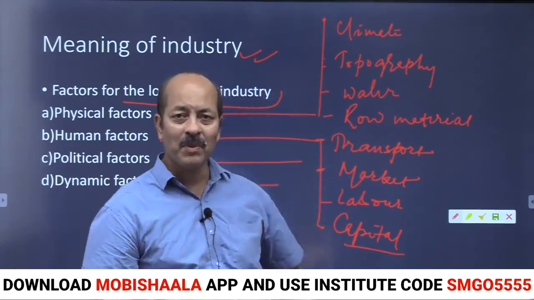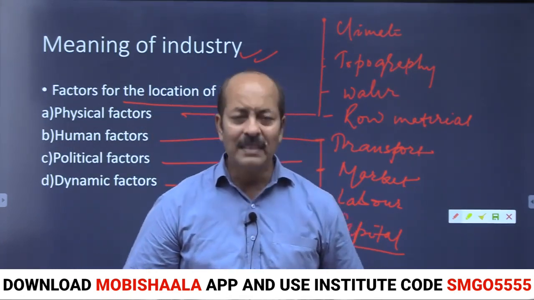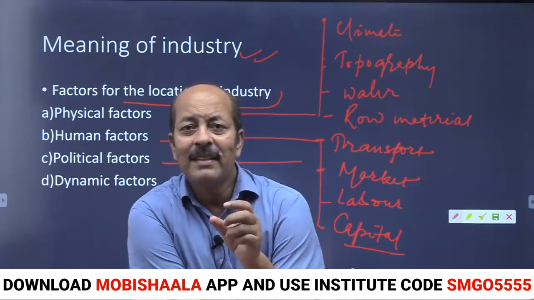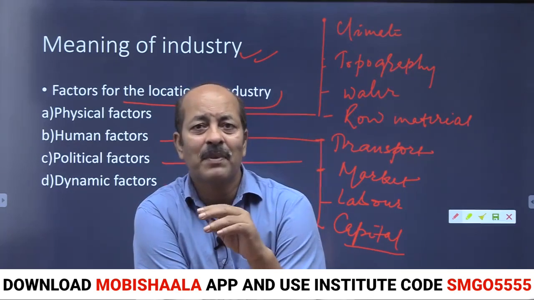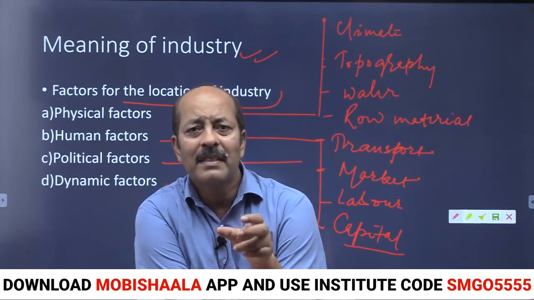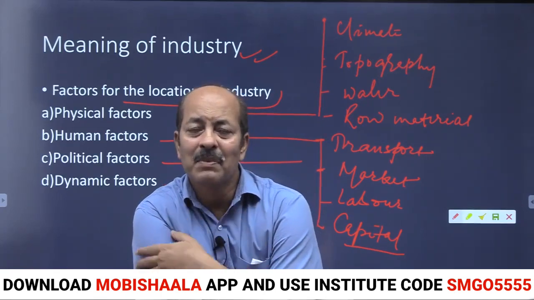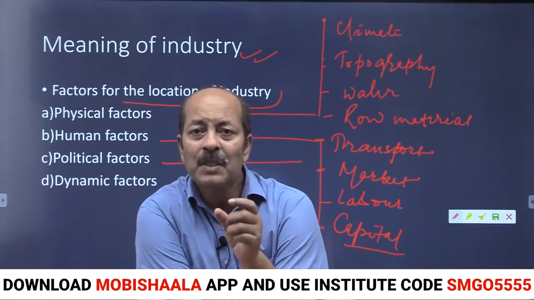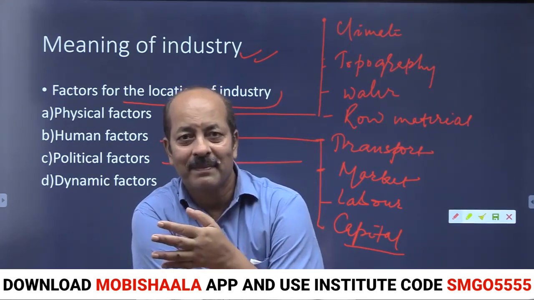See the transport, what's the need of transport for location of industry? Different modes of transport connect the production area to the consumer area. Once you have a better mode of transport, industry can be localized according to the benefit of the transport system, right? So transport connects production area to consumer area.